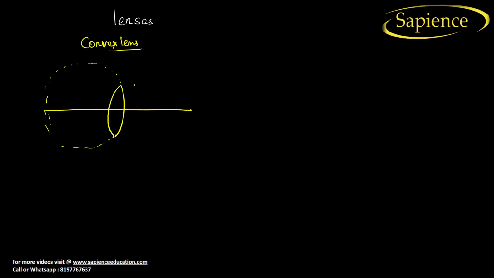So let us consider this is your convex lens. Convex lens will appear like this. So this is your convex lens, got it? And let us consider this is a principal axis. If you try to complete this sphere, because a lens is also a part of a sphere, right? So you will get a sphere like this.